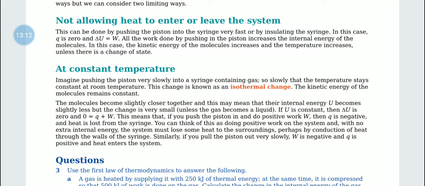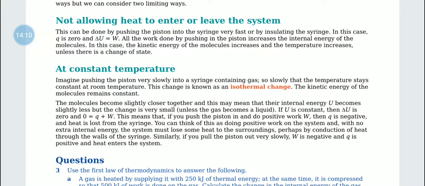If U is constant, then delta U is 0, and Q plus W is going to be 0. This means if you do positive work W, then Q has to be negative. So the heat is lost from the syringe, right? You do positive work on the system, and the system will lose energy. So when you are pushing it together, the kinetic energy increases, but because they are coming closer together, it will have a negative electrical potential energy, and as a result it is going to be 0.